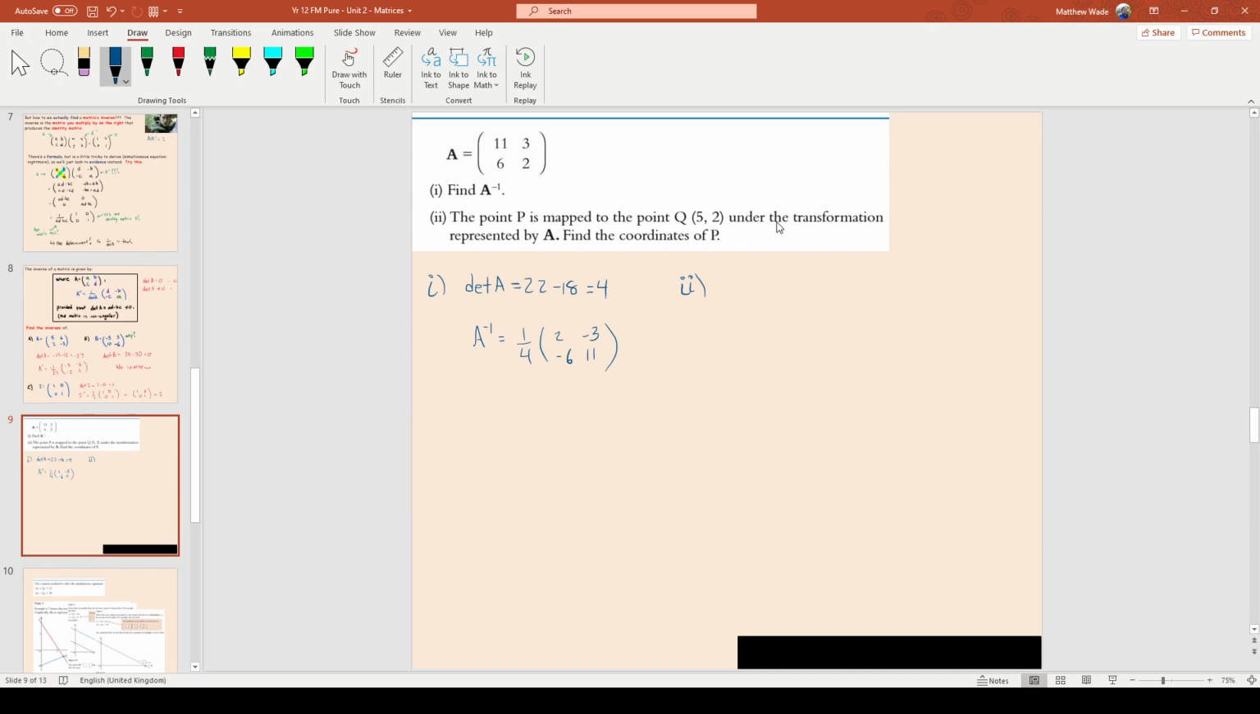Check this out. It says the point P is mapped to the point Q, 5, 2, under the transformation represented by A. So P is transformed by A, and it becomes Q.